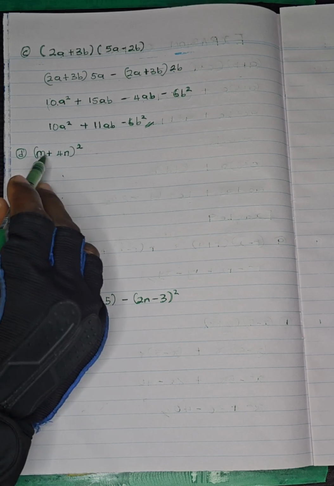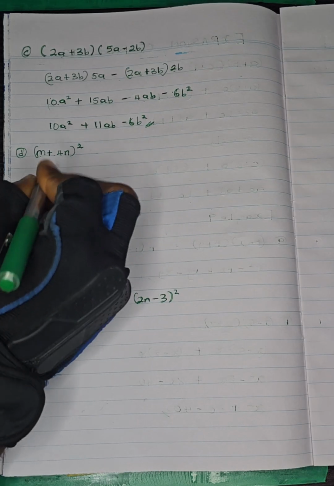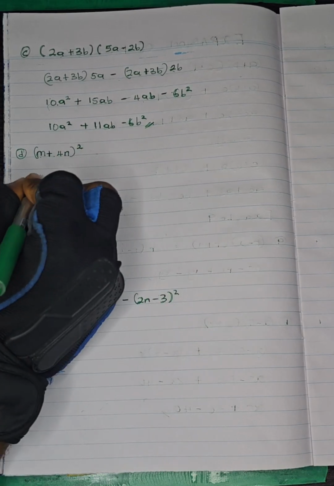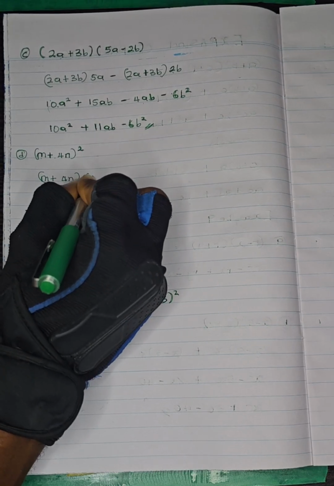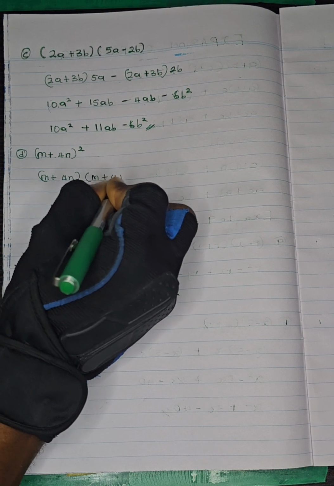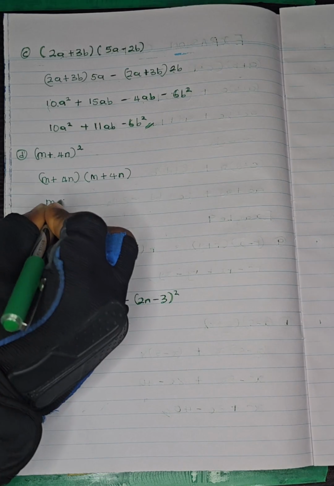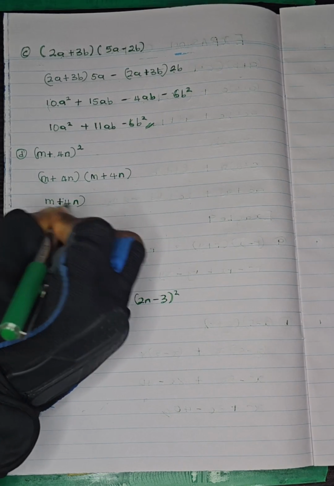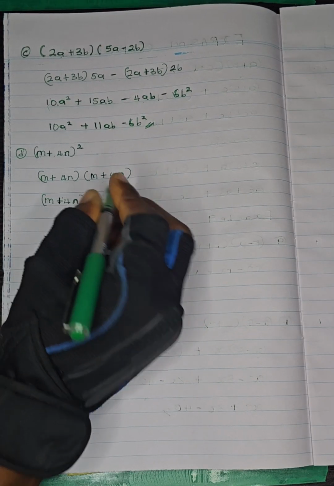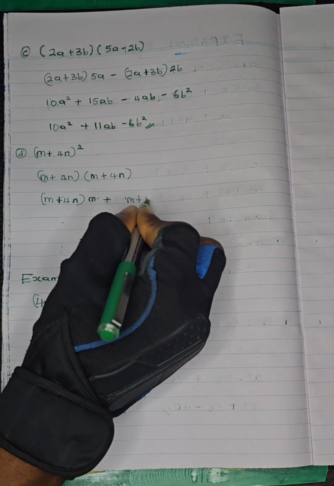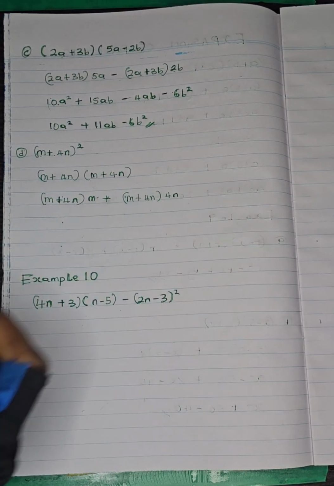The next one says (m + 4n) all squared in a bracket. So this can also be written as (m + 4n) multiplied by (m + 4n). So if you have to solve it, we now have (m + 4n) multiplied by m, then plus the plus sign here, (m + 4n) multiplied by what? 4n. So let's open up the bracket.